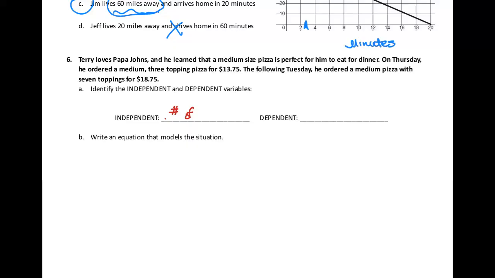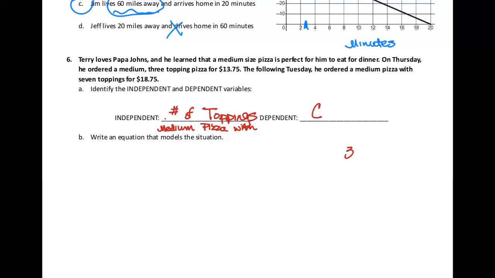Let's see. It's got to be something like medium pizza with number of toppings, because the number of toppings is going to be consistent, I hope. The dependent variable is going to be cost of the pizza. It's not, because with 3 toppings plus a medium pizza. Oh, okay. Well, let's see.